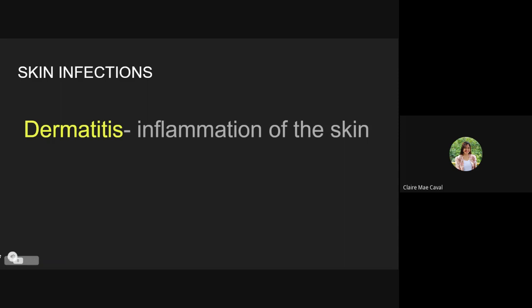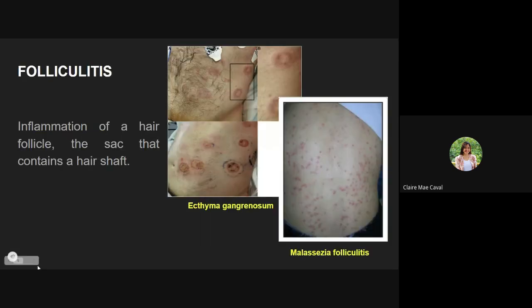First, we have skin infections, and dermatitis, which is the inflammation of the skin. So first, skin infection. We have hair folliculitis. This is an inflammation of the hair follicle. Again, the hair follicle is the sac that contains a hair shaft. There is an inflammation.